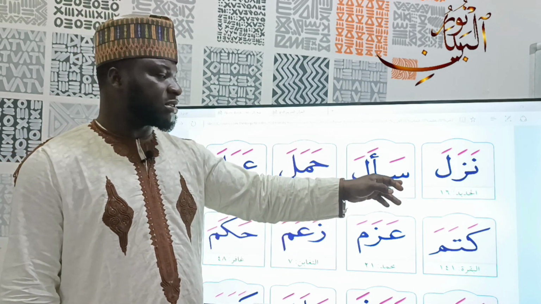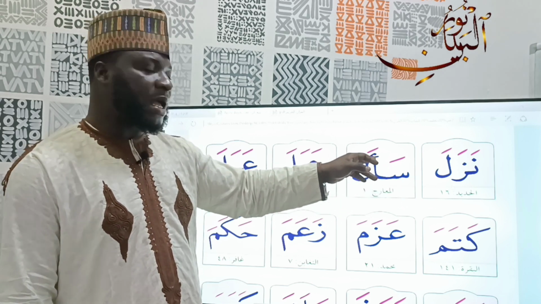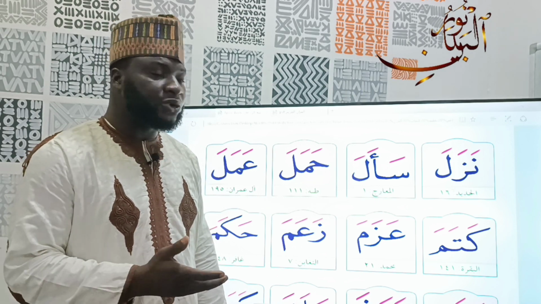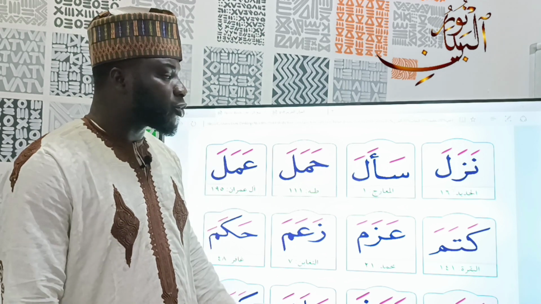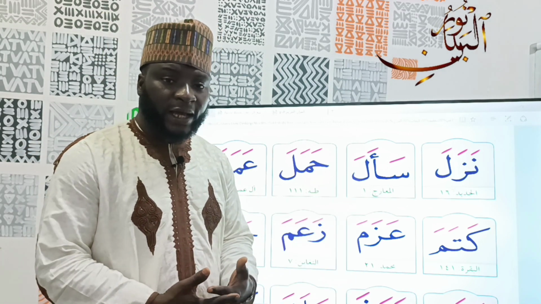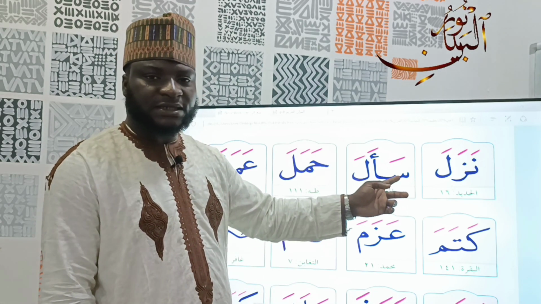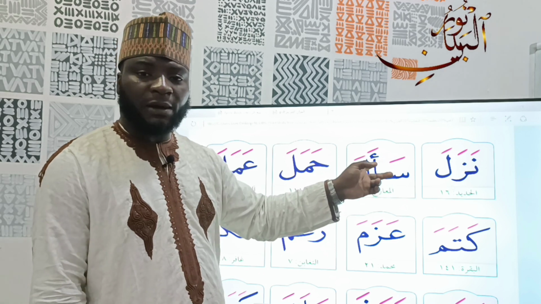Don't say sa a la, sa'ala. It's wrong. You are pronouncing what you can see. Pronounce what you can see in the Quran. Do not pronounce what you can't see. This is s. And you can see a stroke up is what?